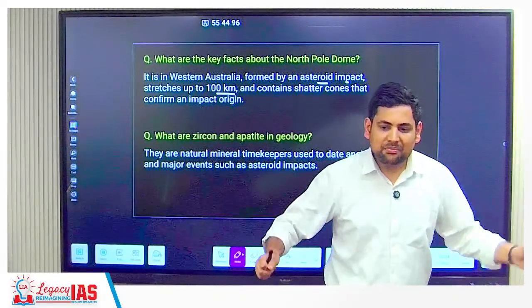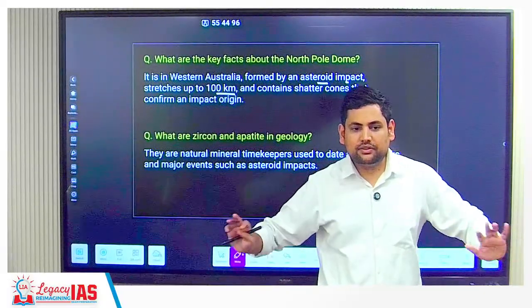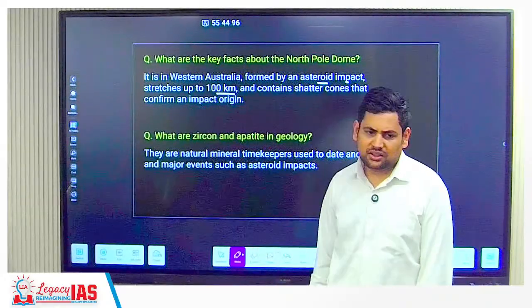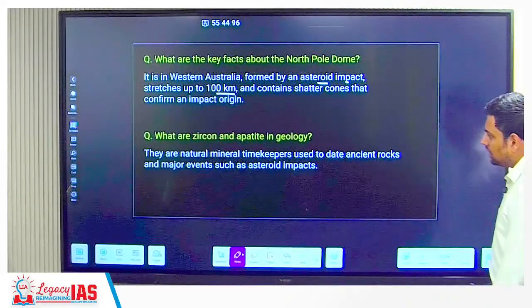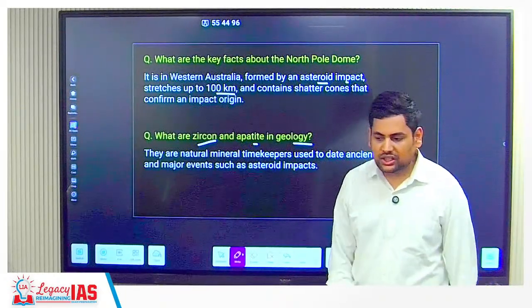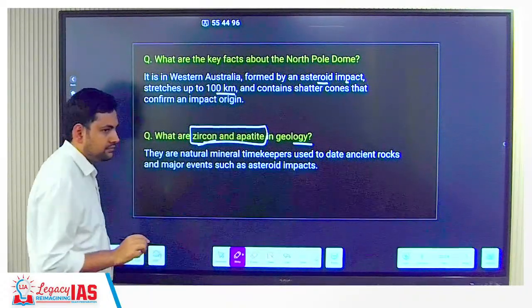For example, when you jump in a swimming pool, correct? You jump in a very small area, but if you are heavy enough like me, the entire swimming pool will move, correct? Same thing happens here. Now, what are this zircon and apatite in geology? These are the two mechanisms that we use for dating.